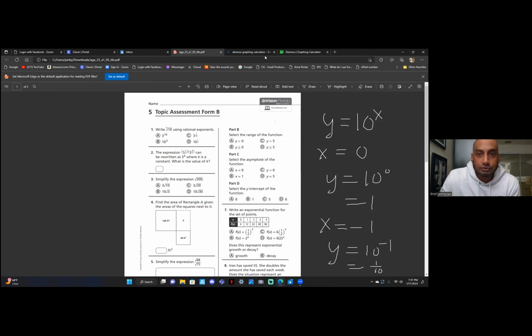For domain and range, just remember, for the domain, it's what x values does the graph take? For the range, what y values does the graph take? Okay, all right.